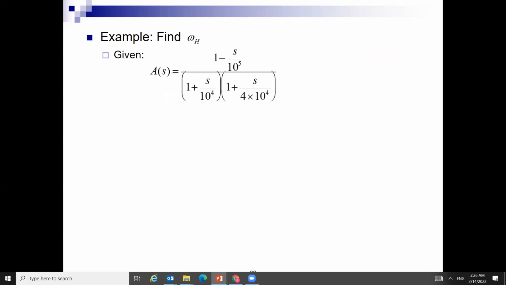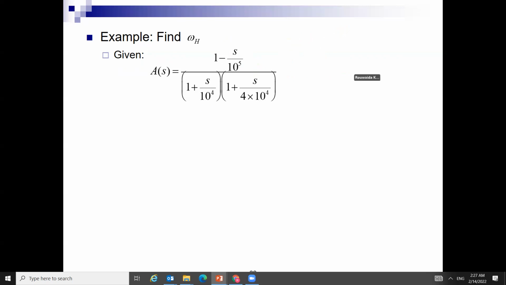Now here we will take an example. So I have A of S here. The low frequency gain A_M is equal to 1, so I don't have to worry about it. And I have the remaining terms. In the numerator, I have omega z1 equal minus 10 to the 5. Careful about the sign. In the denominator, I have omega p1 equal 10 to the 4, and I have omega p2 equal 4 times 10 to the 4.